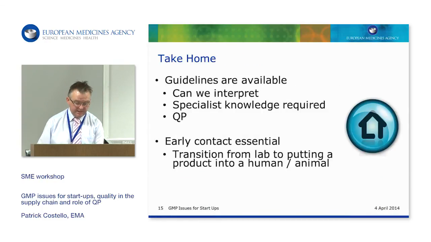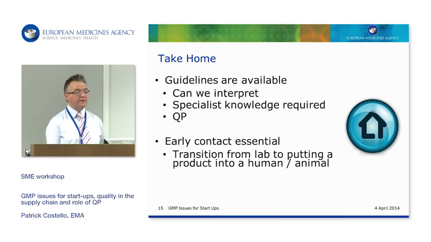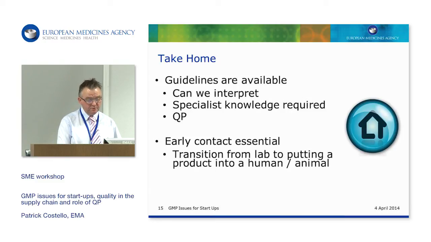So the take-home message is really over the next 2 slides. There are detailed guidelines available for manufacturing of medicines for human or veterinary use. The question any small and medium enterprise needs to ask itself is, do we have the knowledge to be able to interpret these detailed guidelines? Is specialist knowledge required? That's something that you may need to consider. Do we have a qualified person? Is that qualified person capable of also giving us the detailed manufacturing knowledge that we may require? In some cases that can occur.